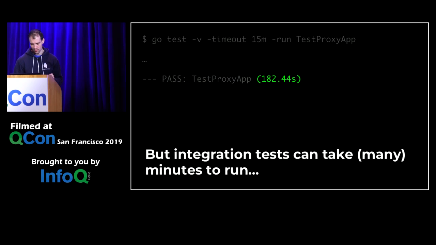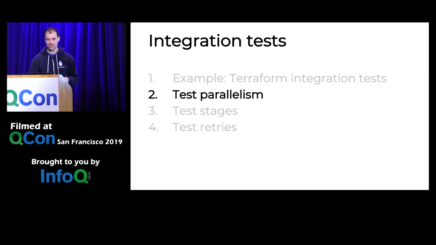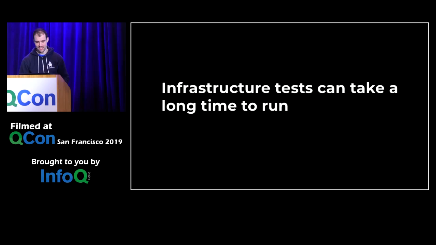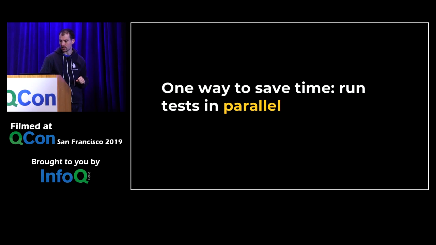There's a couple things you can do to speed things up. One is run your tests in parallel. This, of course, doesn't make any individual test faster, but at least your whole test suite is only as slow as the slowest test, rather than everything running sequentially. And that's useful because these tests can take a while.